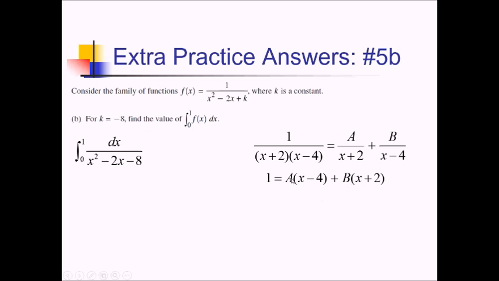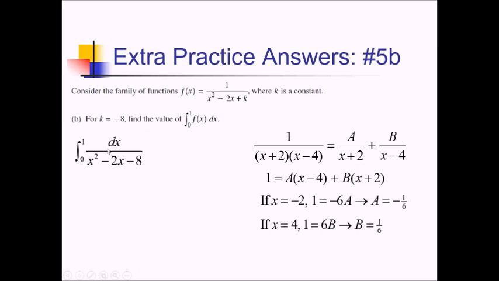So if I want to solve for a, let me pick the x value -2, because -2 plus 2 would zero out this b term. So if x equals -2, I can write 1 equals, and now this is going to be -6a left over. So that means a is going to be -1 over 6. And now to find b, I have to get rid of the a term. So if I let x equal 4, I can write 1 equals, and now this a term's gone because it got zeroed out. So I just have b times 6, or 6b. So that means b is going to have a value of 1 over 6.